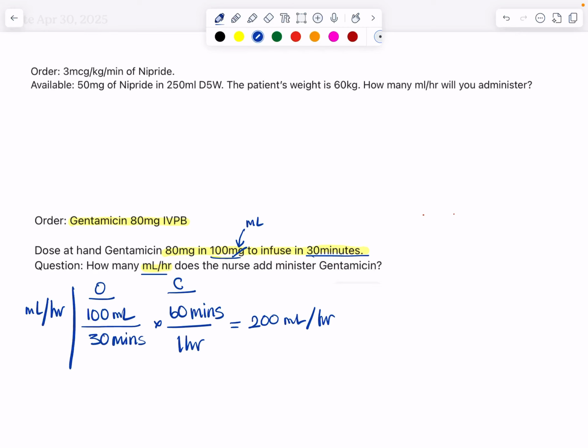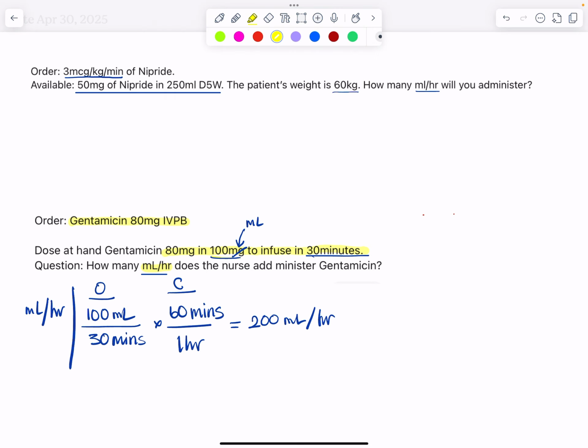Okay, so we have an order for 3 micrograms per kilogram per minute of Nipride. Available is 50 milligrams in 250 mLs, and the patient's weight is 60 kilograms. How many mLs per hour will you administer?